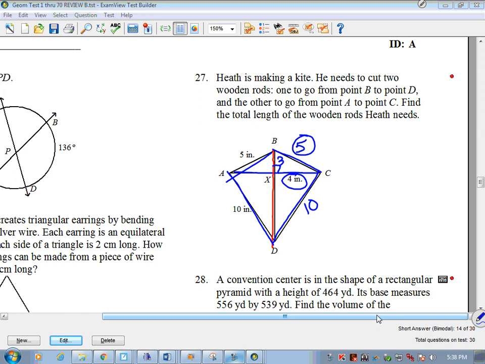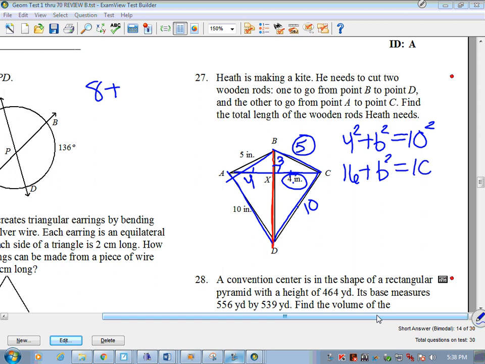So if I know that I have 4 and I know I have 10, we might do 4 squared plus b squared equals 10 squared in order to find XD, to find the rest of that length. The other thing we know to be true is that this is 4 over here. So I know that one whole rod is going to be 8. So let's go ahead and do this. We got 16 plus b squared equals 100. We're going to subtract 16 from 100. B squared equals, let's say 84. So we're going to get b equals square root of 84.